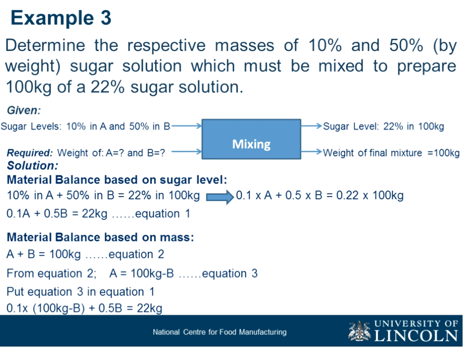So A plus... no. Maria, here, we do not have D. We only have a product. Now, we do not have D. So, in this particular problem, no D. D is not given to us. We only say C because we've been told which must be mixed to prepare 100 kilogram of 20% sugar solution. So that's the product. So D is not going to be here.